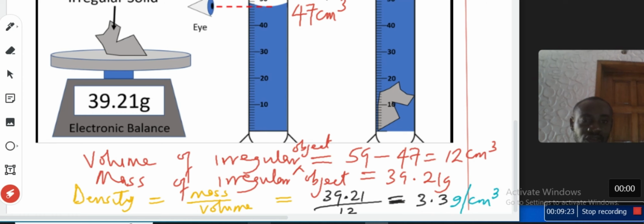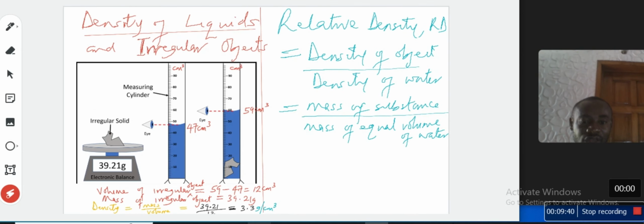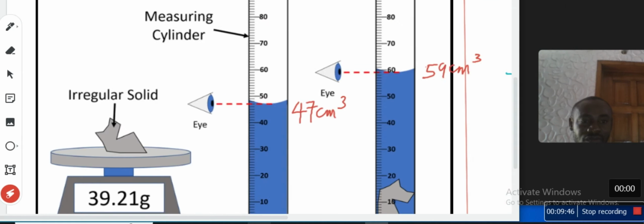What is the density of water? 1000. Because that one is given in grams per cm cube. What's the density of water? 1 gram per cm cube. Doesn't that tell you that if you want to convert gram per cm cube to kilogram per meter cube, you multiply by 1000? So can you put this one in kilogram per meter cube? You multiply by 1000.